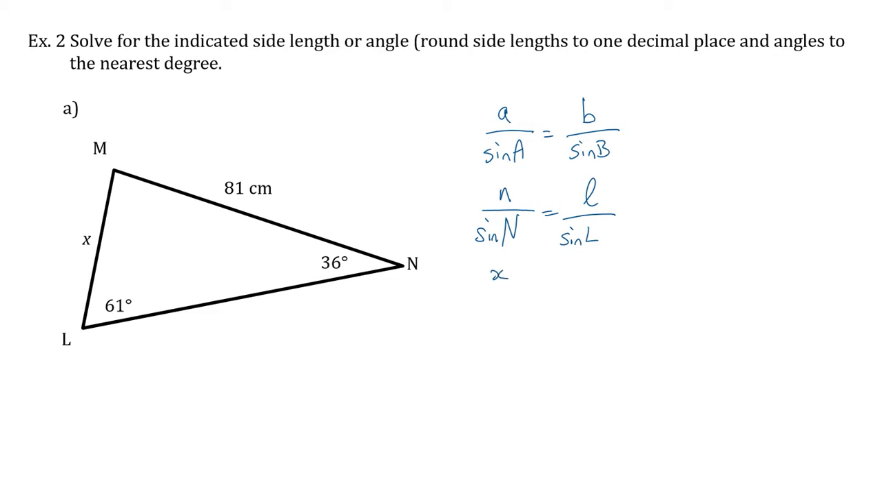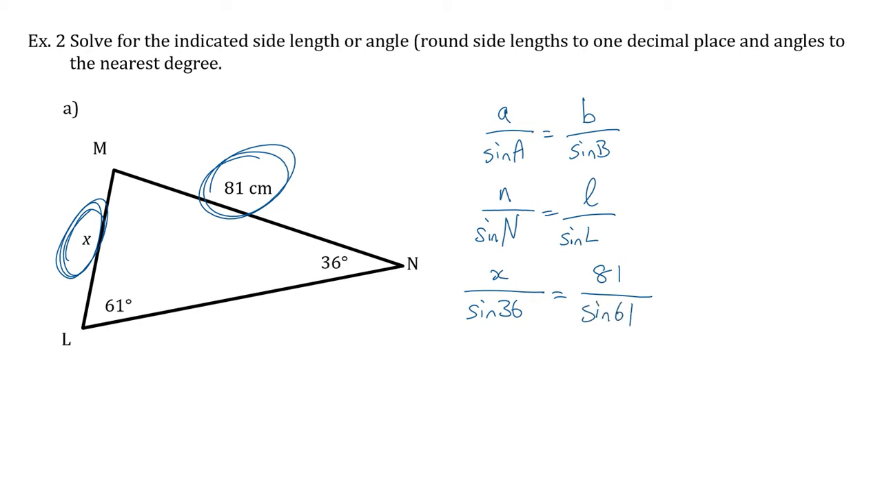So I'm going to put x on this side over sine of the angle. It's always sine of an angle. That's a mistake some people make. They put a side length in there, okay? And that's really wrong. You always got to be taking sine of an angle or cos of an angle, or tan of an angle for that matter. Side lengths go on top. I put x, which is a side length, on top, so I have to put 81, which is a side length, on top over sine of 61.